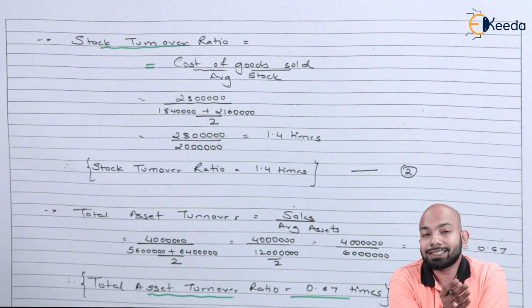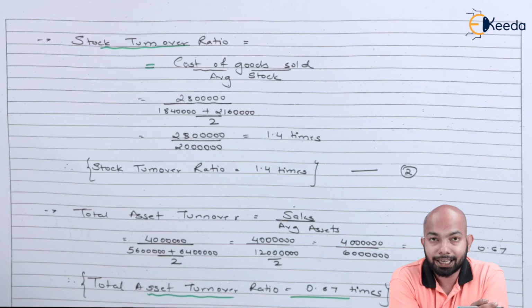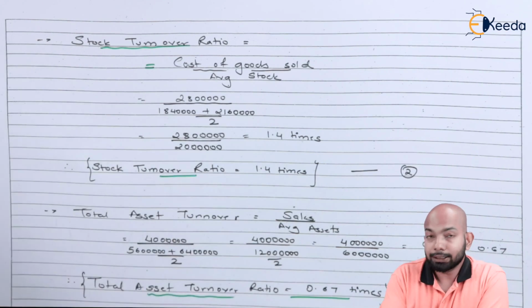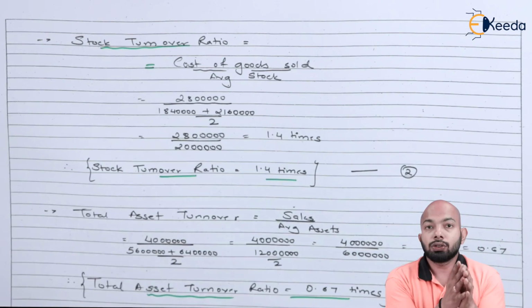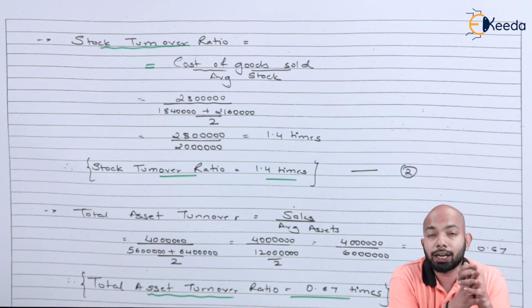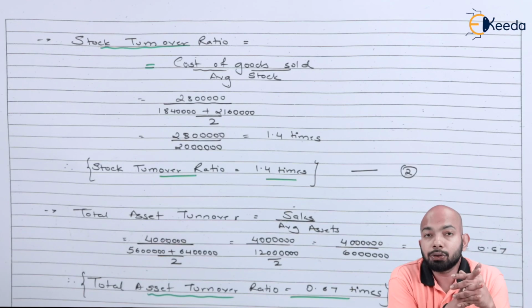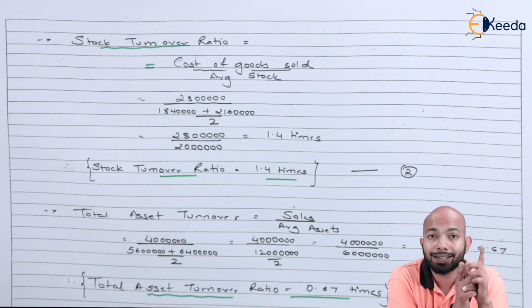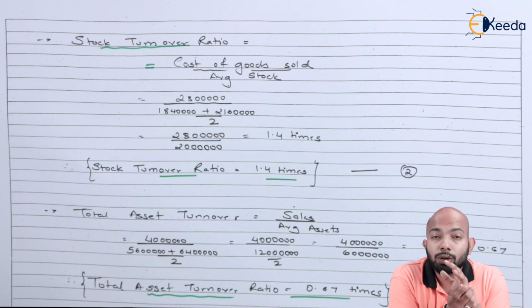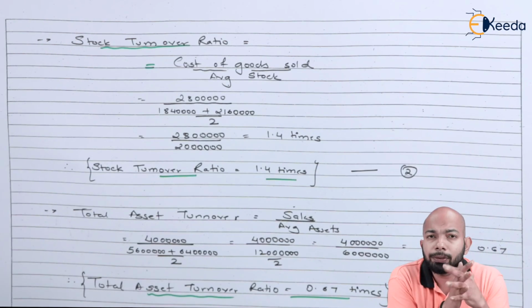The total asset turnover comes to 0.67 times, and the stock turnover, as we calculated earlier, came to 1.4 times. So this marks the closure of this illustration. I hope we understood how we are supposed to solve the four kinds of categories that we have in question, that is liquidity, profitability, and the next one being the activity ratio.